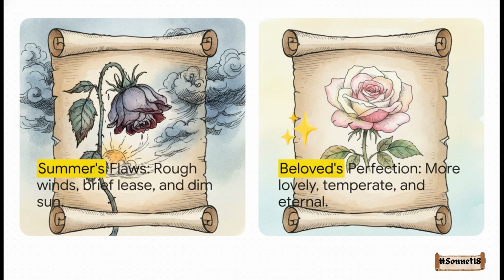He notes the sun is sometimes way too hot or obscured by clouds, and that literally all beautiful things eventually decline by chance or just nature's changing course. In stark contrast to all of that, his beloved is physically more lovely, has a more temperate or balanced personality, and possesses a beauty that is entirely unfading. He essentially tears down summer just to lift his subject up.